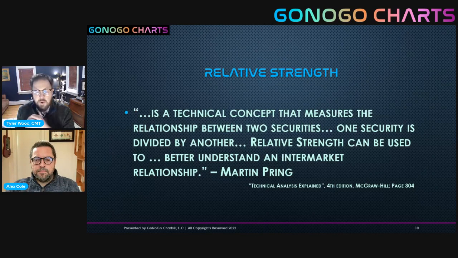So I threw this quote in here from Martin Pring. He's a widely cited author in the CMT program. For those of you going through those textbooks, you're reading a lot of Martin Pring right now, I'm sure. But the concept is to simply compare what's going on between two asset classes, two securities, a sector against this index, you name it. So let's just talk through what this looks like in practice.